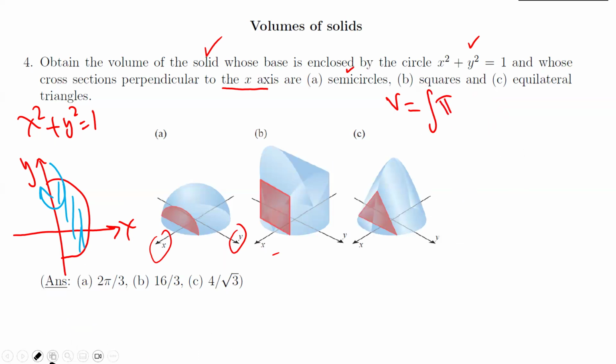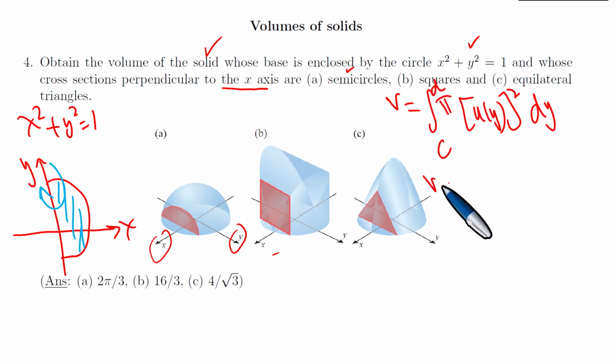There are many methods. You can use any of the other methods, the answer must be the same. But because this is sitting exactly on the y-axis, revolving it is going to form a disk. So you're going to use u(y), and then you square it, and then you have dy, from c to d, and then you integrate.